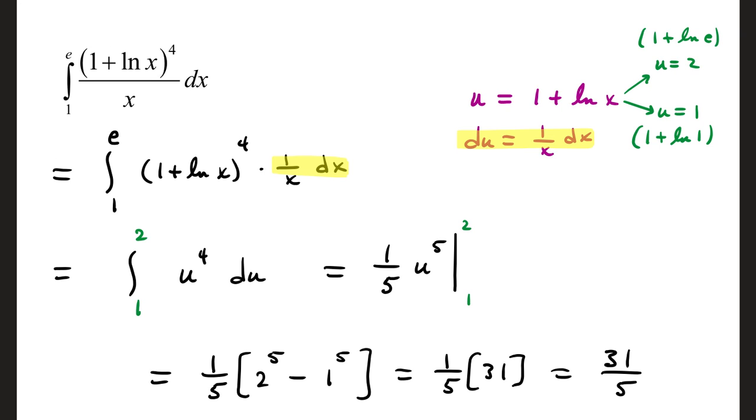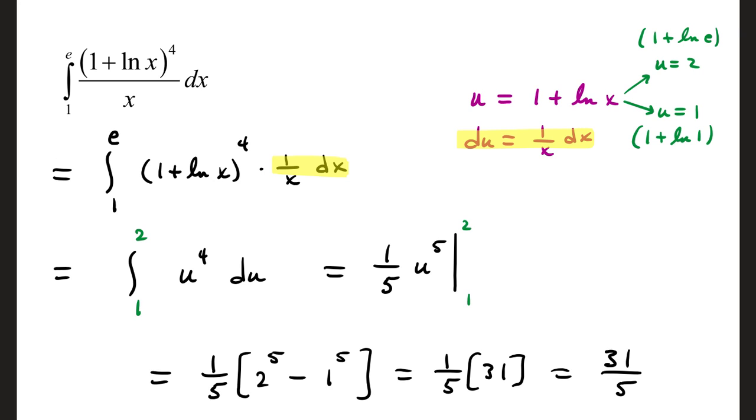Therefore, we have the integral from 1 to e. Now, in order to help you see it a little easier, I left this (1 plus ln of x) to the 4th alone, and I just scooted this x over. It's still in the denominator, but it's easier to see this fraction if you split it this way, because once you take your derivative of your substitution, 1 over x dx is actually what you have to account for out here, and that's just du.